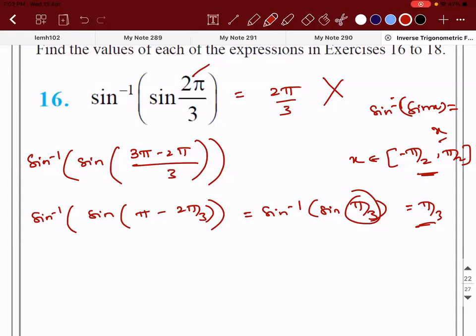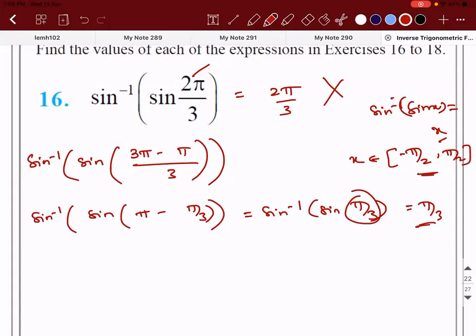How can I write it in terms of 3? 3 minus 2. Oh, I made a mistake. Sorry. Sir, they asked values, no, sir, not principal values. Yeah, this is right. See, 3 minus. Correct.